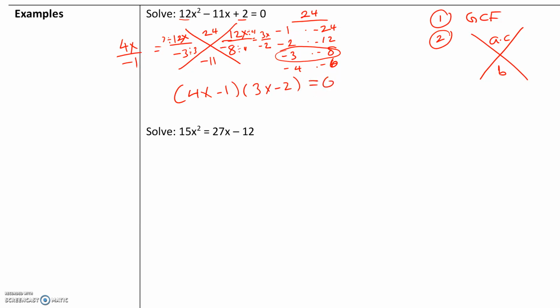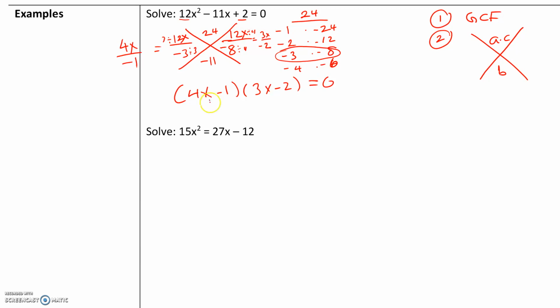Okay, so once you have these numbers, we got -3, -8, they multiply to be 24, add up to be -11. Put 12x, 12x on top, reduce it, just reducing fractions. Divide them both by 3, we get 4x, -1. These get divided by 4, so we have 3x, -2.